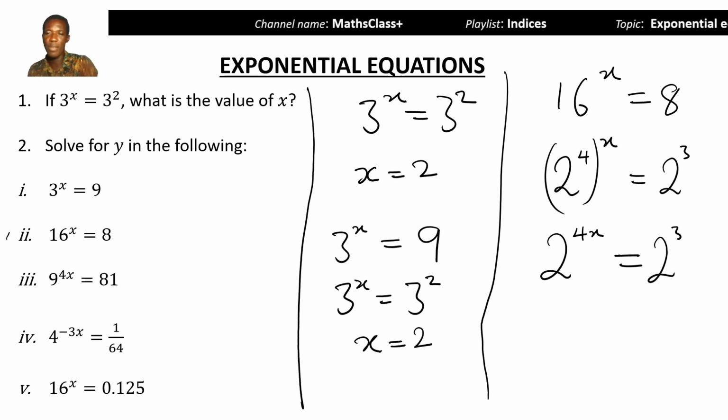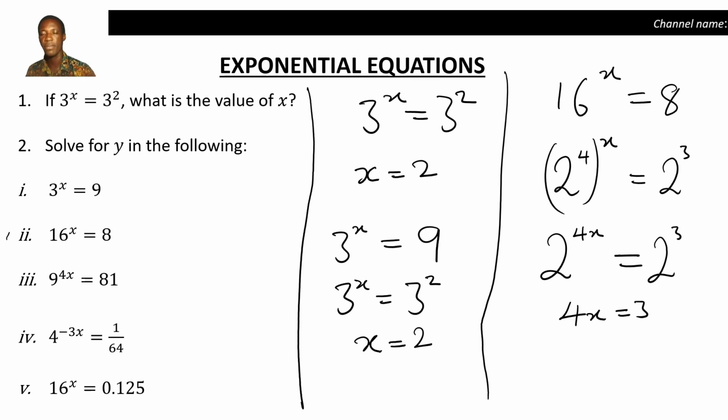So if the bases are the same and the expressions we are told are equal, then definitely the exponents are also the same. So here we are going to get 4x is equal to 3. So the value of x is obtained when we divide through by 4. So x is equal to 3 divided by 4. And that is how we get the value of x.